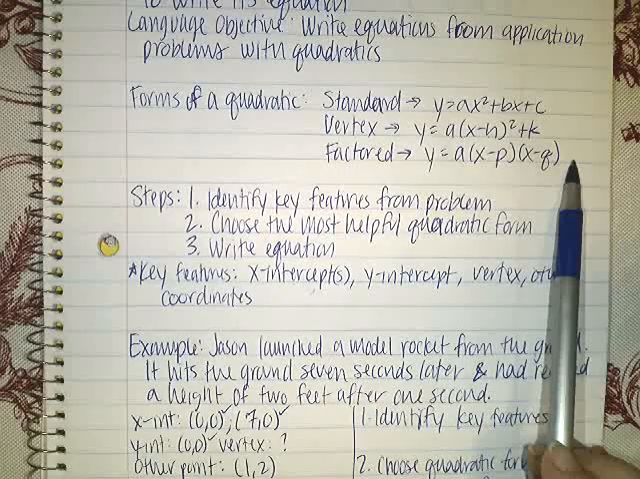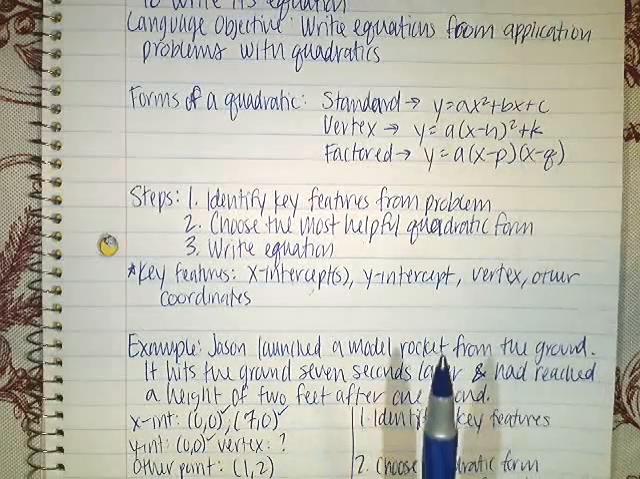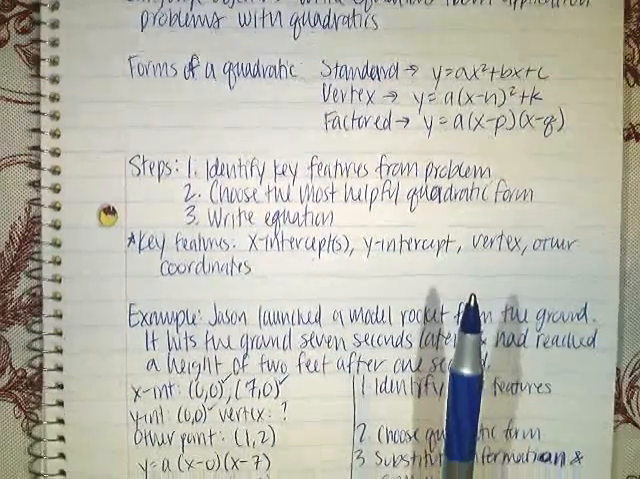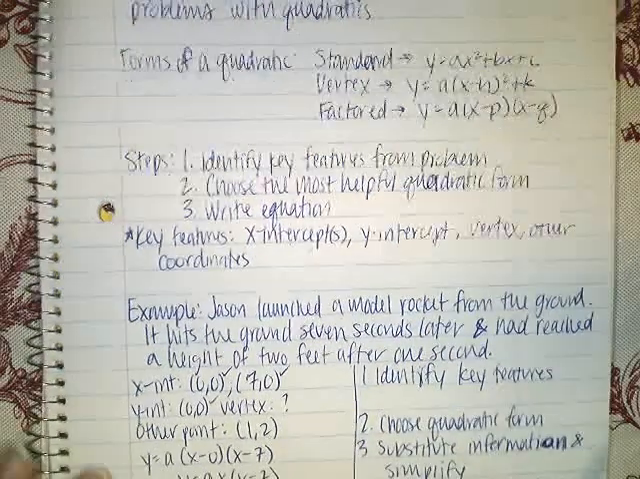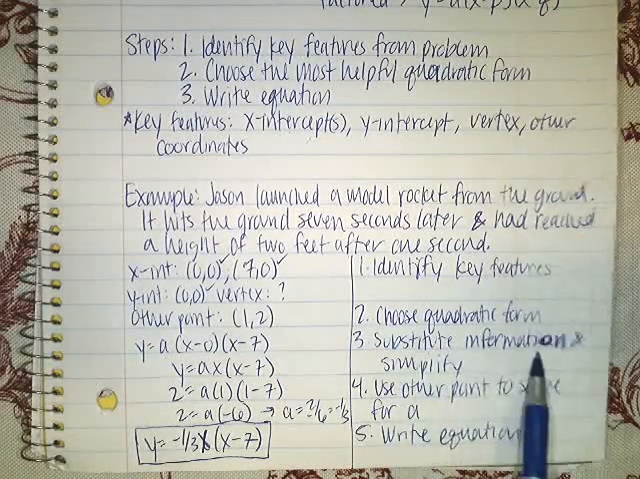So I'm going to choose factored form because I know these x-intercepts, so I know p and q. I know 2 of the 3 bits of information right off the bat, so I'm going to use that form. So I'm using factored form. I'm substituting that information in, so I'll let you look at the rest of the problem. So I substitute the information in and simplify.